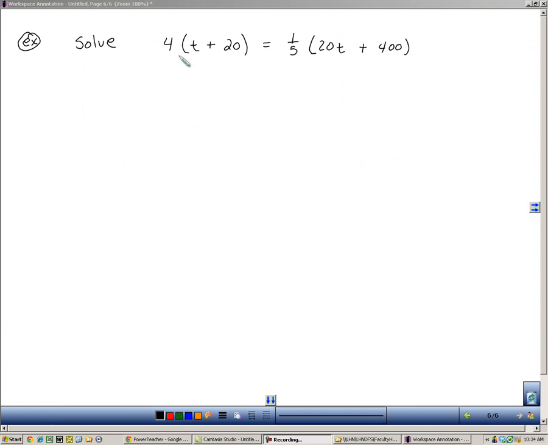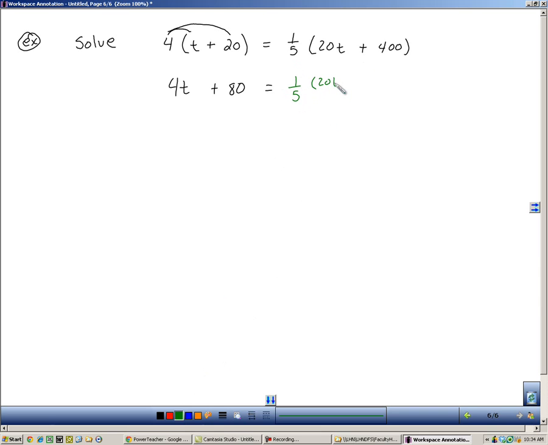Here we have another equation that we have to solve that uses grouping symbols. So I'm going to start by distributing the 4 here. 4t plus 80, getting rid of the grouping symbols. Now I'm going to distribute the 1/5. I'll write this out like I've done in the past just to help those of you with fractions. So this is really 1/5 times 20t and 1/5 times 400.